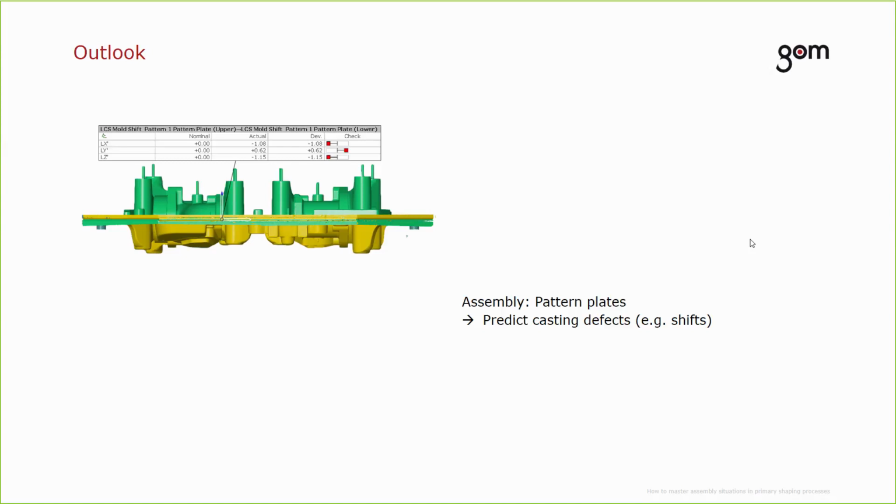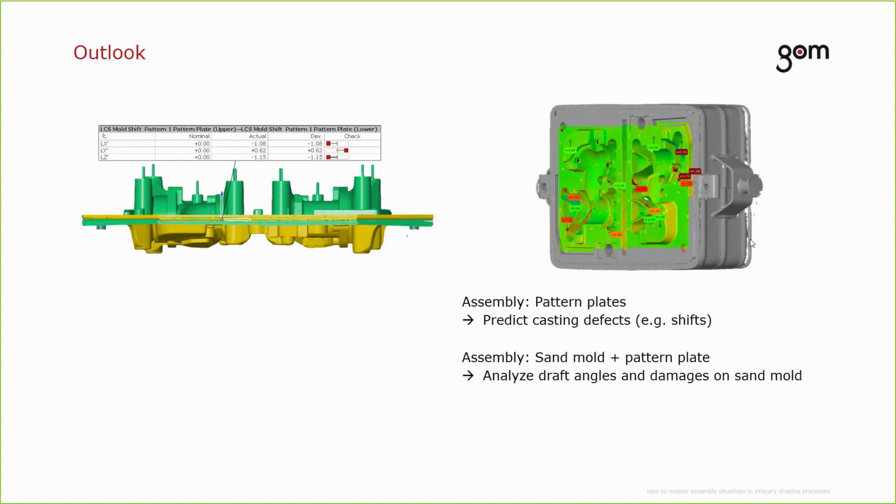To give you some outlook, besides the core shooting process, you are able to analyze all the remaining process steps, like for example the sand molding process. Using a digital assembly here, you can create an assembly of upper and lower pattern plate, for example, to predict casting defects such as shifts. Or you can analyze if damages on the molds are likely to occur during demolding by inspecting the draft angles. So this can be done in the sand mold and pattern plate assembly.